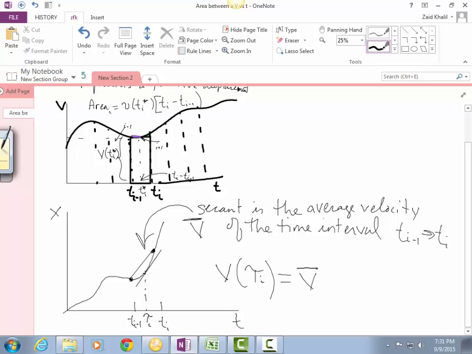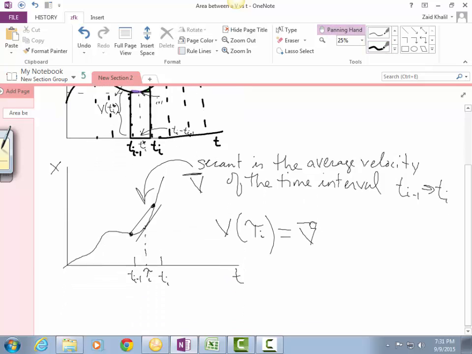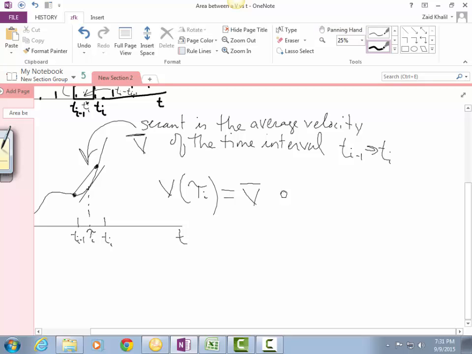So now we need to actually take a close look at what average velocity is. Well, what is the average velocity? In that time period, it's going to be the change in position. So change in position is going to be some x at ti minus x at ti minus 1, divided by the change in time, ti minus ti minus 1.